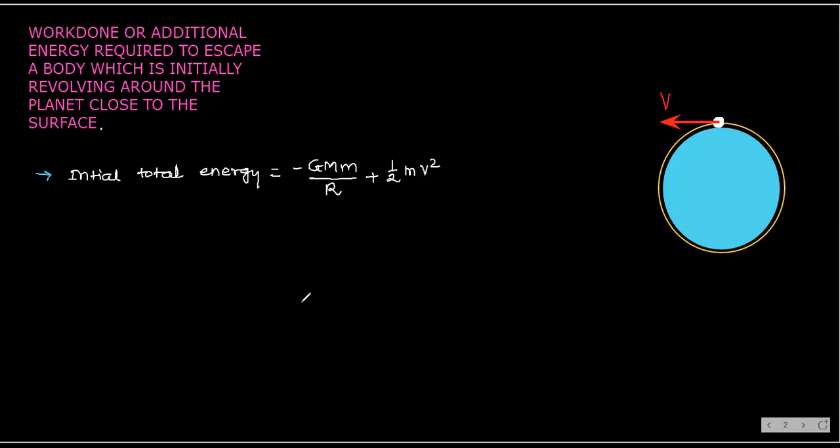Orbital velocity, right? So next, this is equal to minus GM by R plus half into m into GM by R. This is the same as the previous one, and I am writing it directly now. This is how much you are getting as the answer here: minus GM by 2R.